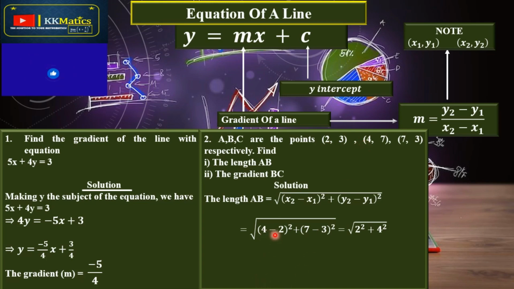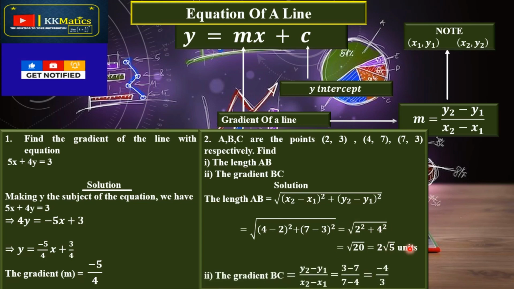So we have 4 minus 2. And since we use this order, this came first. Therefore, in terms of y, 7 will come first, even though it doesn't matter in this particular example here. So we have 7 minus 3, all squared. And in punching that on our calculator, that leads us to 2 squared plus 4 squared. And we'll have our answer to be 2 root 5 units. We are done. We move on to the II.